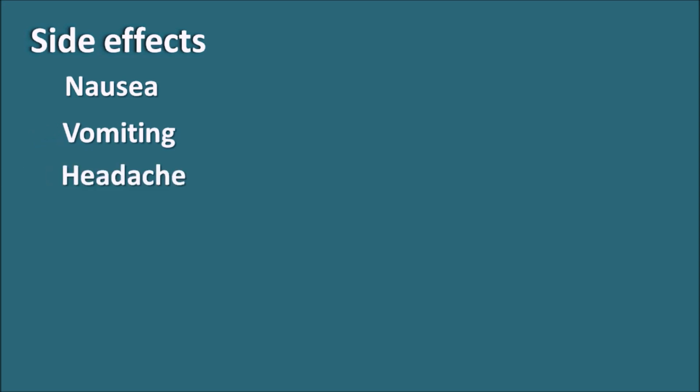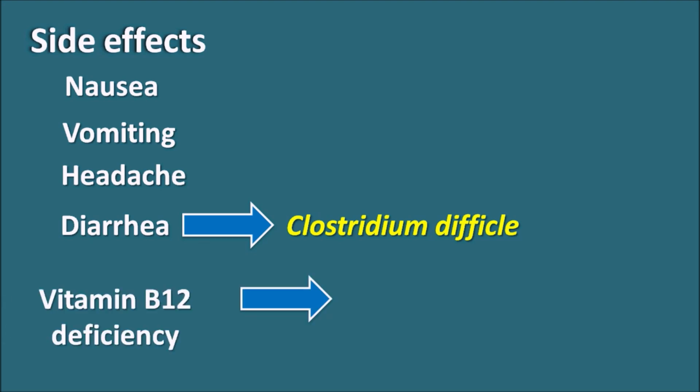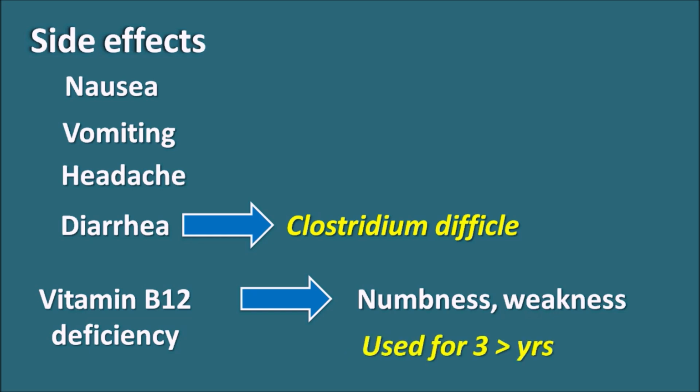Pantoprazole can produce a few of the general side effects like nausea, vomiting, headache, and it can also produce diarrhea because of the gastrointestinal disturbances, and this diarrhea may be increased in the patients having the Clostridium difficile infection. And one of the important concerns of this pantoprazole, just observed with the other proton pump inhibitors, is that these drugs can produce the vitamin B12 deficiency. This may result in numbness as well as weakness in the patients, and this side effect is observed when the pantoprazole is used for more than 3 years. So on long-term use, it can produce the vitamin B12 deficiency.